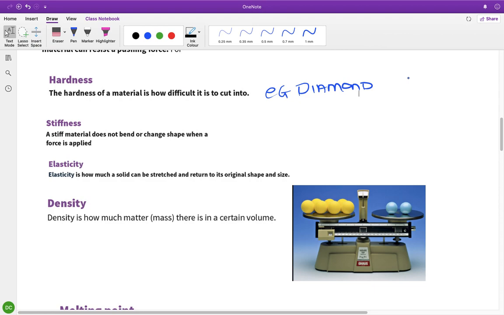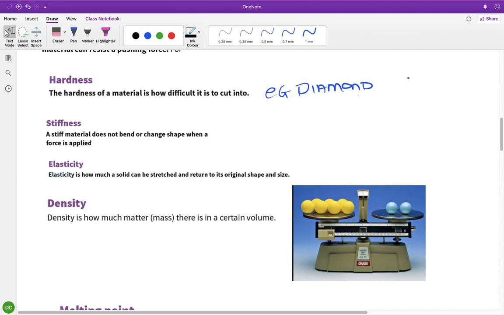Most industrial cutting apparatus would have what's called a diamond tip on it. Because diamond is so hard, it will cut most other materials, because it's right up at the top of the food chain in terms of how hard it is. So if you want to cut other materials that are incredibly difficult to cut, you use diamond because it's harder.